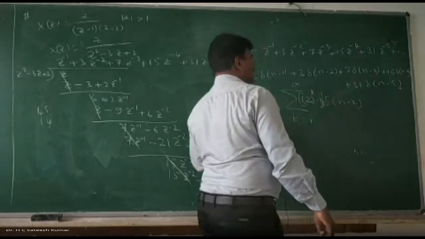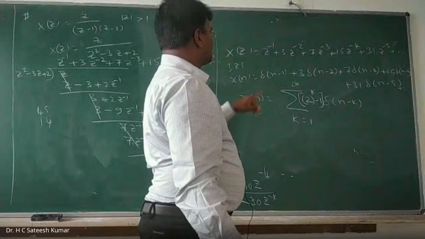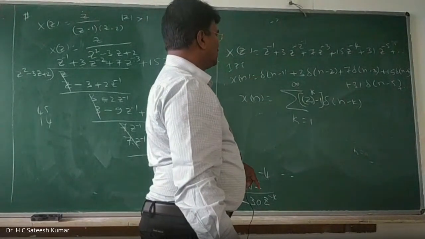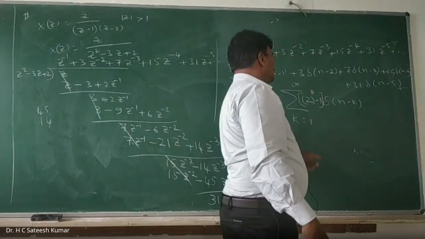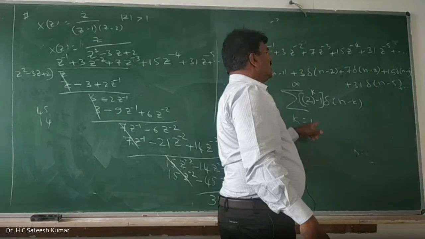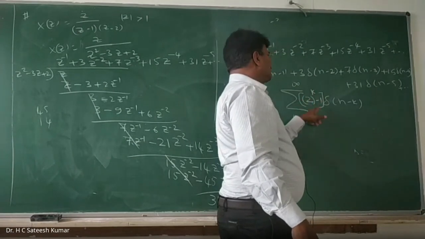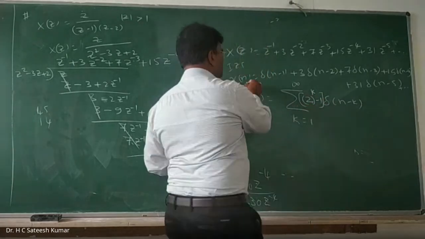Check it out. Okay, 2 to the power of 1 is 2, 2 minus 1 is 1. Put k is equal to 2, 2 square, 4 minus 1 is 3. Put k is equal to 3, 2 cube, 8, 8 minus 1 is 7. Okay, next 4, 16 minus 1, 15. Next 5, 32 minus 1. Okay, that's right. So that's how we should do it.